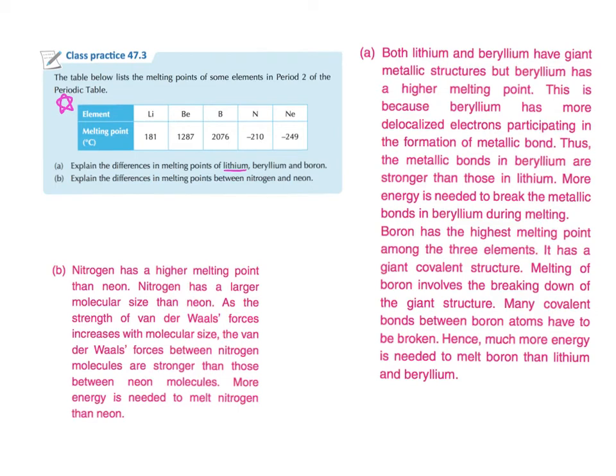So the first one is talking about the lithium, beryllium, and boron. Because we got 3 items there, normally you can separate them, okay, with A, B, C. So you try to separate them into 2 paragraphs. Maybe you say that, oh, C is larger than A and B, and then you compare A, B. Okay, so have a look. Boron, beryllium, and lithium.